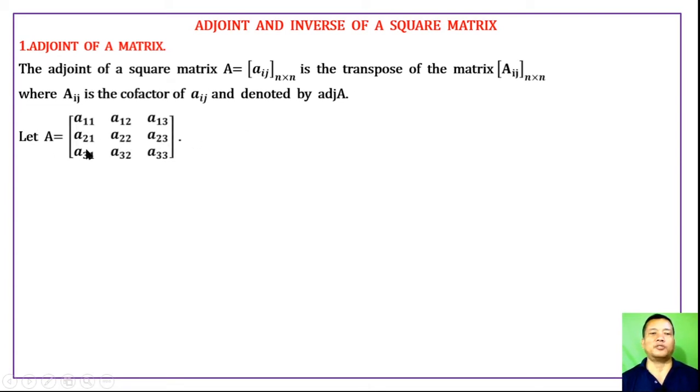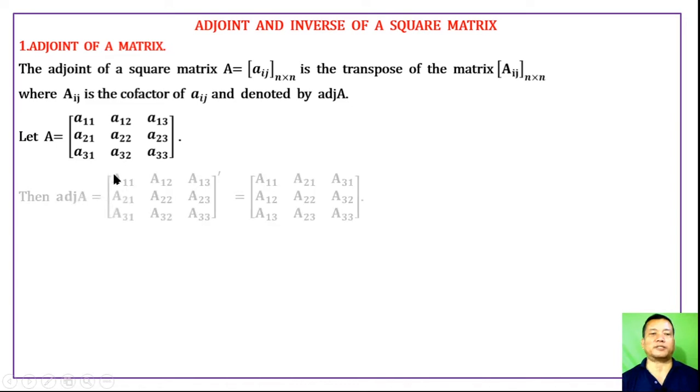Let A be a 3 by 3 square matrix, then adjoint A is equal to the matrix with entries: small a11 replaced by its cofactor capital A11, small a12 by its cofactor A12, small a13 by its cofactor A13.